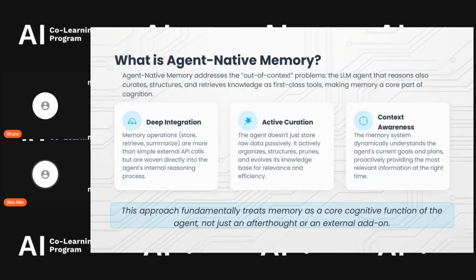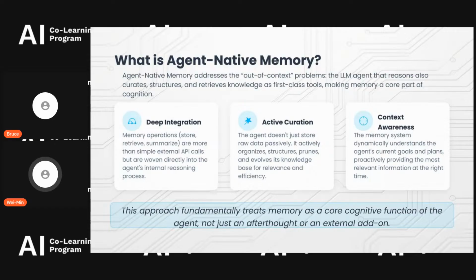So how do we address this problem? We define the agent-native memory, which is basically where the agent not just reasons, but also curates, structures, and retrieves knowledge as first-class tools, making memory a core part of the cognition.